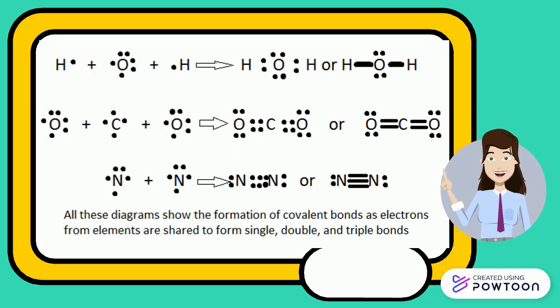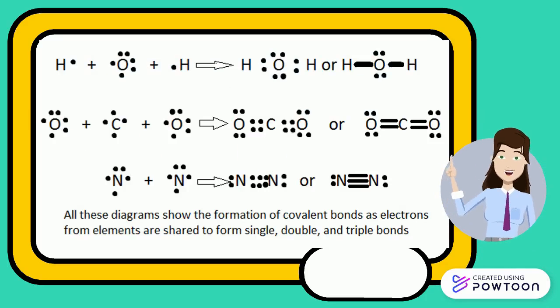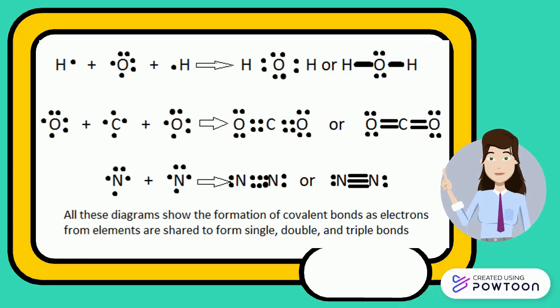All these diagrams show the formation of covalent bonds, as electrons from elements are shared to form single, double, and triple bonds.